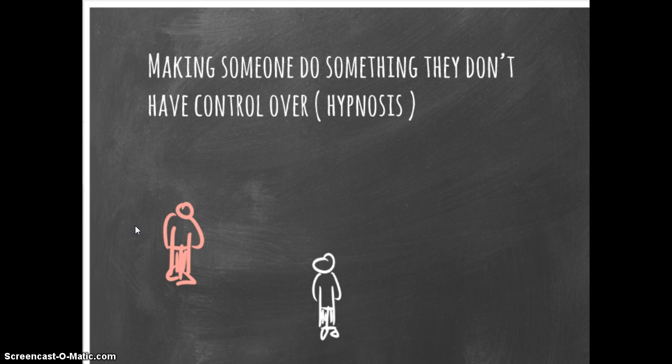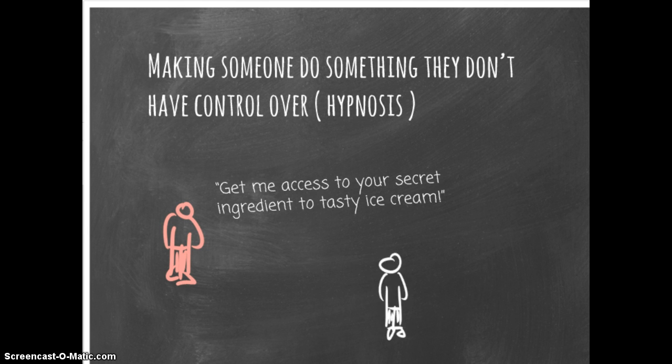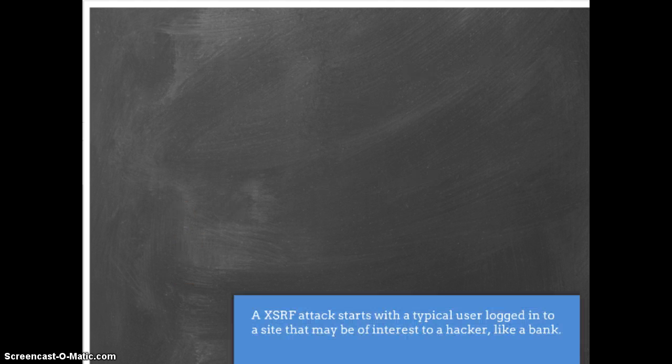Now, cross-site request forgery is quite possibly the worst name in the world for a vulnerability. That being said, you can think of it like a person who's under hypnosis and he's made to do something that they don't have control over. In this case, the attacker says, "Give me access to your secret ingredient to the tasty ice cream." And because the victim is under hypnosis, he agrees and goes off and gets the secret ingredient without even knowing. And when he wakes up, it's as if nothing happened.